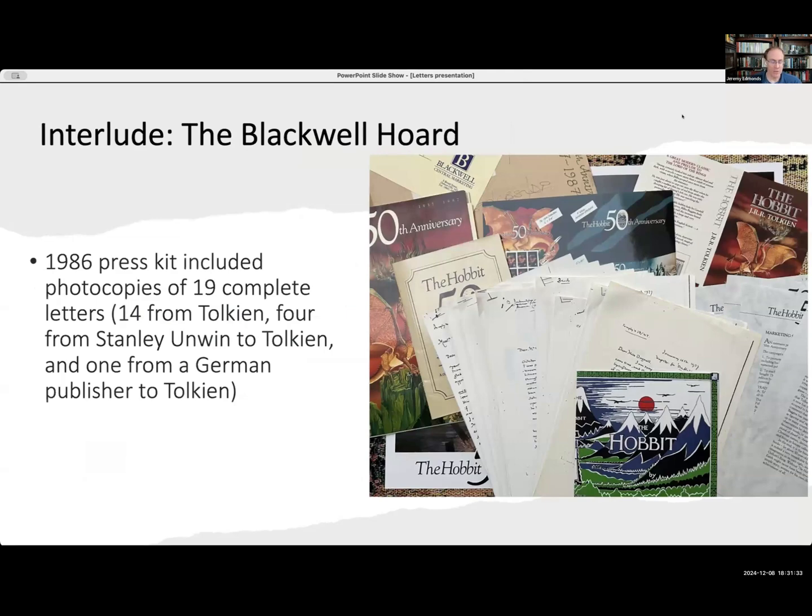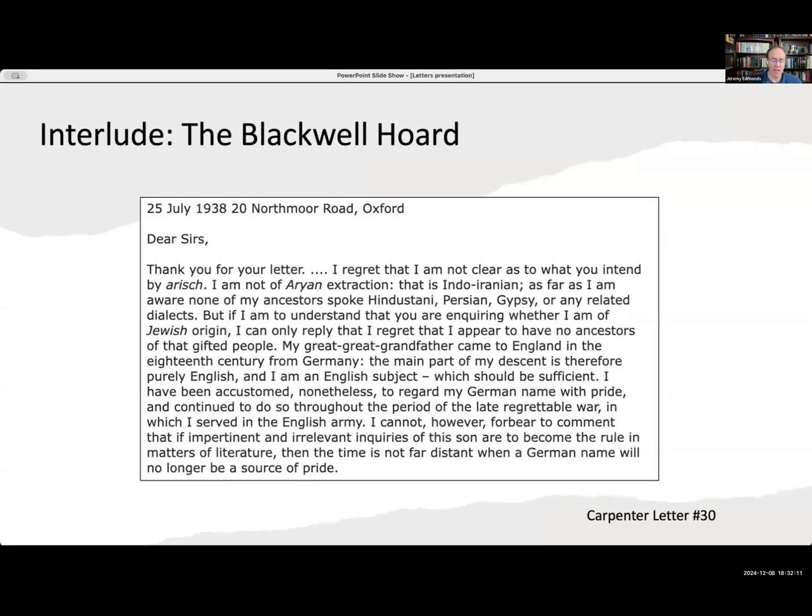One thing I wanted to briefly mention here that was very interesting was looking through what Carpenter edited, and we can tell that when a letter emerges on the market, the original, the actual documented original letter, and compare that to what Humphrey Carpenter published himself. In this case, there was a collection of 19 letters, 14 of them from Tolkien, about the early publishing discussions around the Hobbit from the 1930s, that was included as photocopies in a press kit that I ended up being able to acquire.